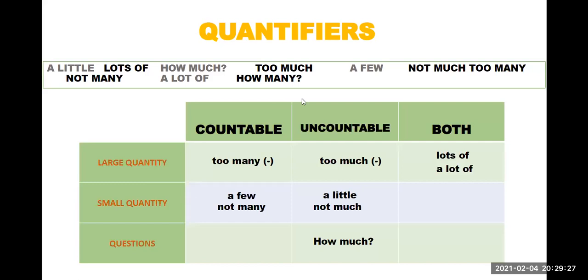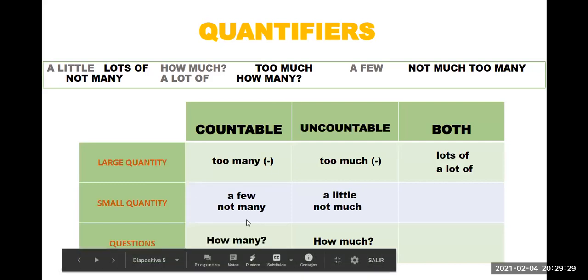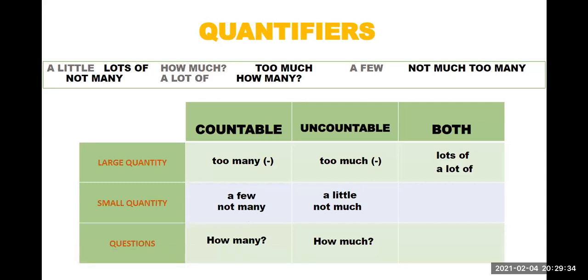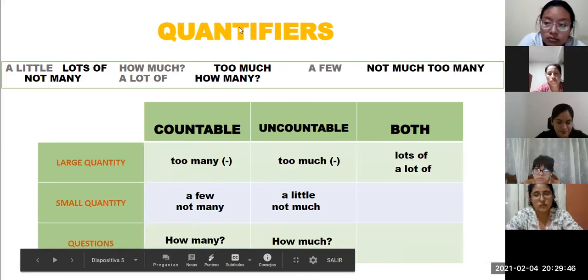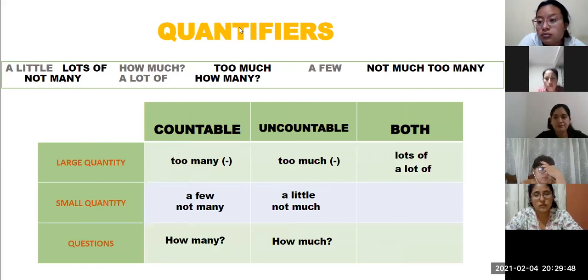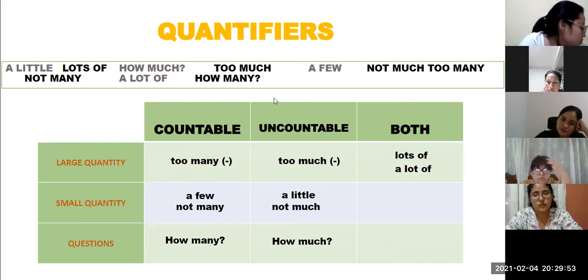And then we have the last one, how many, that is for countable. ¿Ok? Entonces puedes relacionarlo así. Todo lo que tenga many es para countable. Todo lo que tenga much es para uncountable. ¿Ok? Any questions? Yes? If too many and too much have a negative intonation, the positive intonation is a lot of and lots of. Yes. Okay, good.